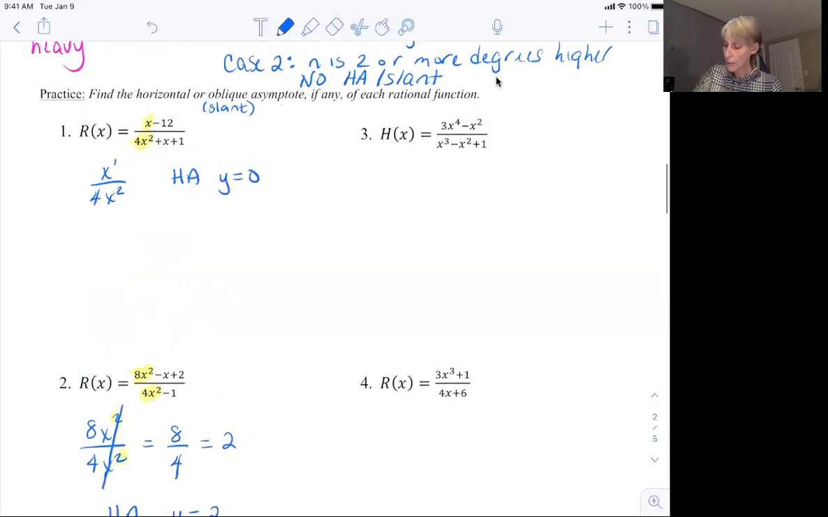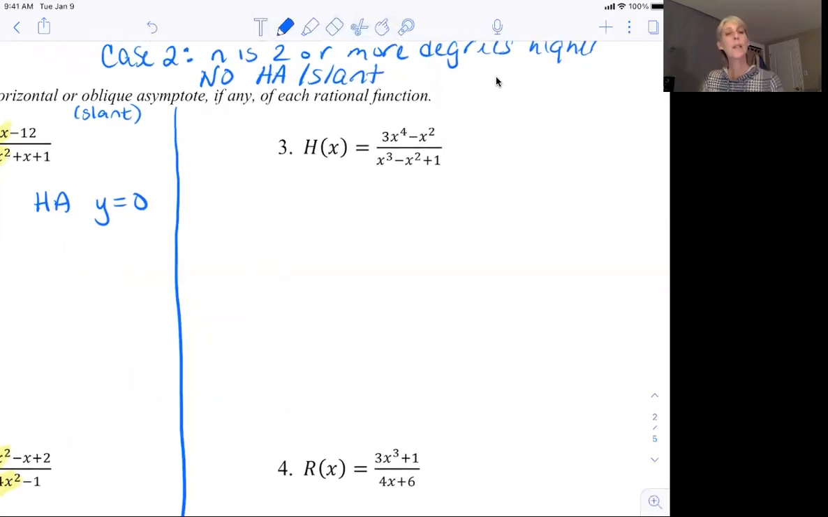In example 3, I know this example takes a little bit of room. So I'm going to identify my highest powers. Highest power, highest power. I'm going to look at them on the side to see what I'm dealing with. 4, 3. So I'm top heavy by 1 degree. So this is top heavy.